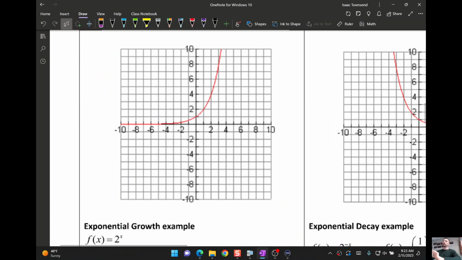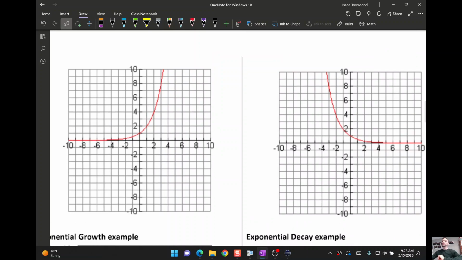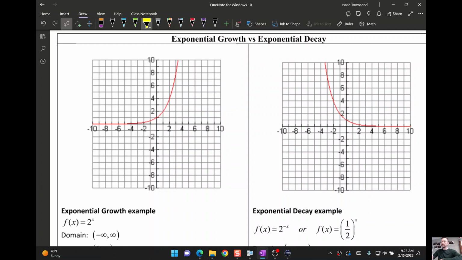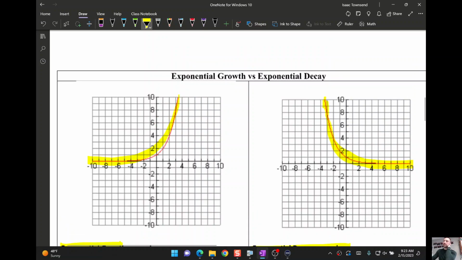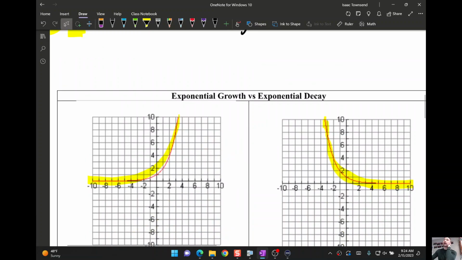Okay. Then most of page 2 is already filled out, so it's some stuff I already pointed out to you. Here's an example of an exponential growth on the left. Here's an exponential decay on the right. And notice, these are just y-axis reflections because of exponent rules, 2 to the x and 2 to the negative x. If you're only multiplying x by a negative, that's how you flip something over the y-axis. That's why those graphs look the same.